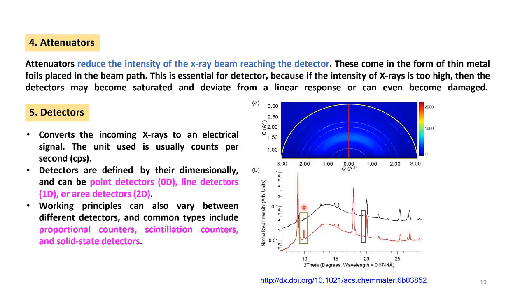Basically, detectors are defined by their dimensionality and can be zero detector, line detector, or area detector. So 0D, 1D, or 2D. Then the working principle can also vary between different detectors, and common types of principles are proportional counters, scintillation counters, and solid state detectors.